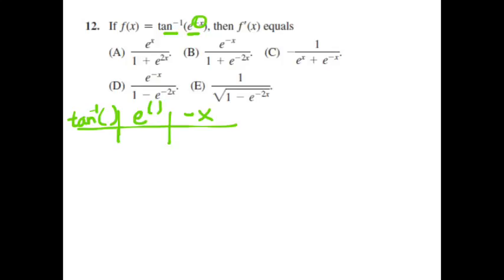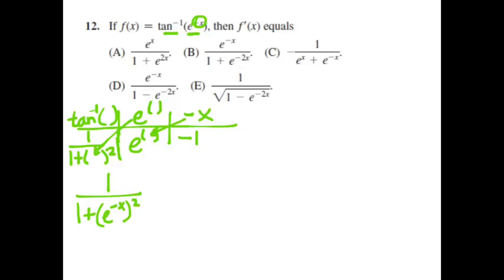So my derivative rule for inverse tangent is 1 over 1 plus x squared, but instead of x, we're going to put something squared. The derivative of e to the something is e to the something, and the derivative of negative x is negative 1. And then this goes in here, negative x goes back in there, so I get 1 over 1 plus e to the negative x squared times e to the negative x times negative 1.